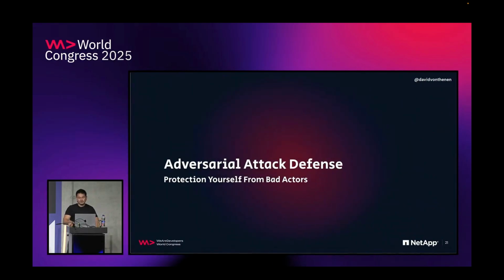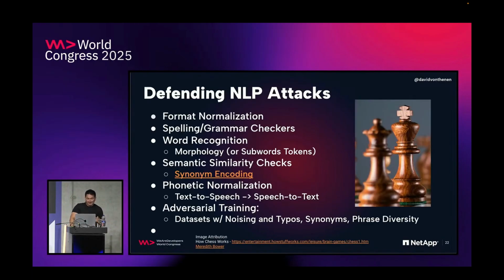All right. Defending against this stuff. I've told you now how you can unleash chaos into the world. How can you defend yourself against this stuff? So how to defend against NLP attacks. You can do normalization. First, the obvious ones: if users provide input, like text input, NLP. Grammar and spelling checks, right?